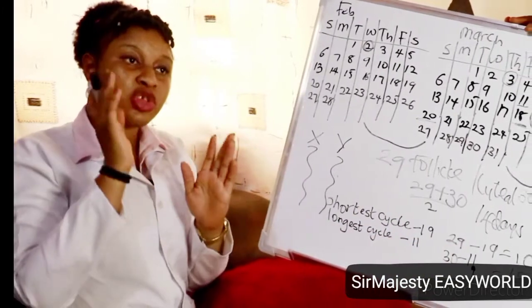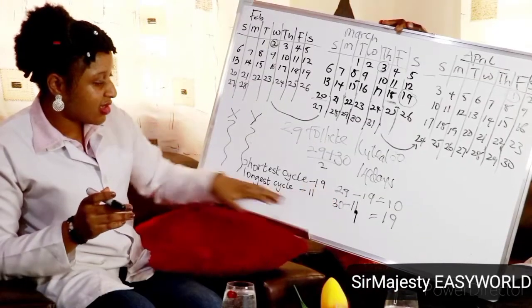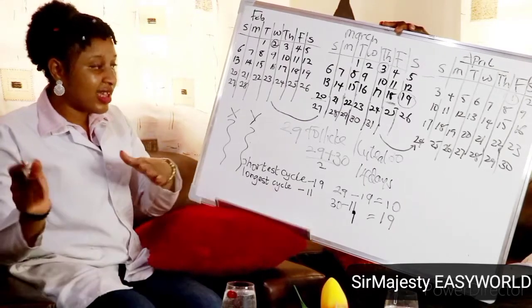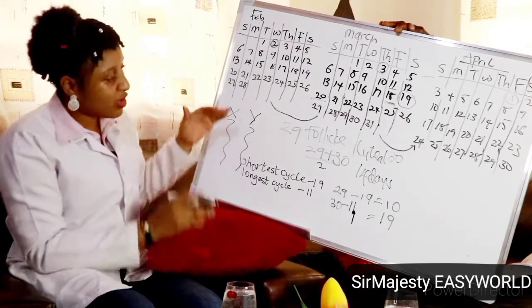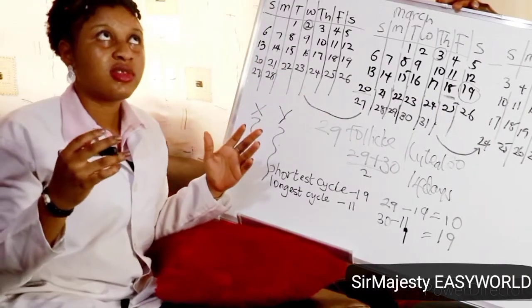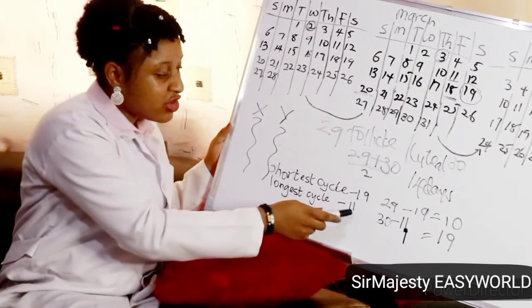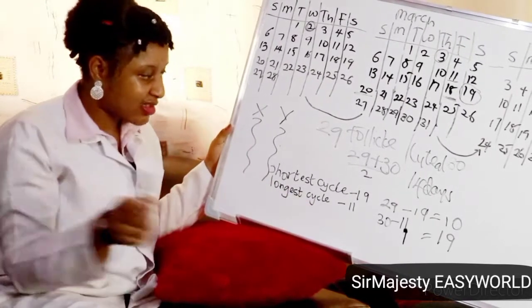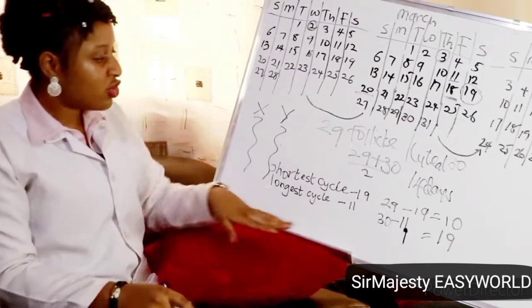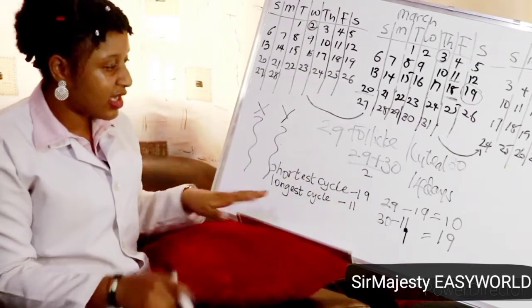Now we're going to subtract 19 days from the shortest cycle length, and then we are going to subtract 11 days from the longest cycle length you've ever gotten. Maybe when you were tracking your menstrual cycle, you got one that was 38 days or 35 days. That's the longest you've ever recorded. So we're going to subtract 11 from the longest and 19 from the shortest. Just remember 19, 11. So you're subtracting 19 from the shortest and 11 from the longest.